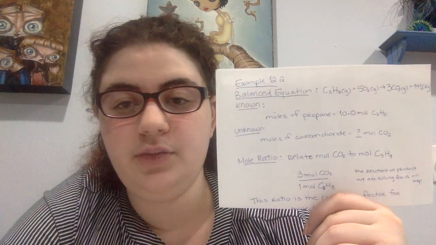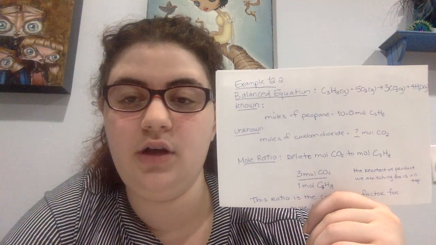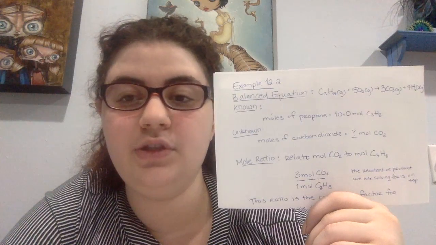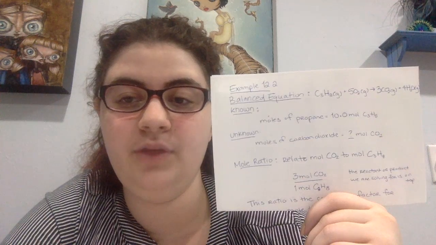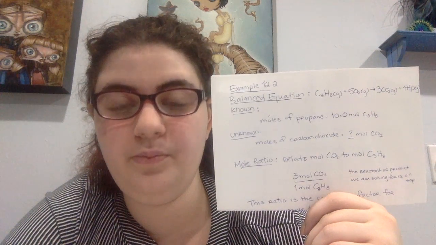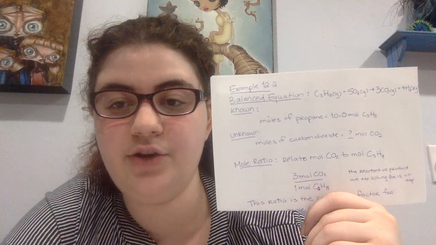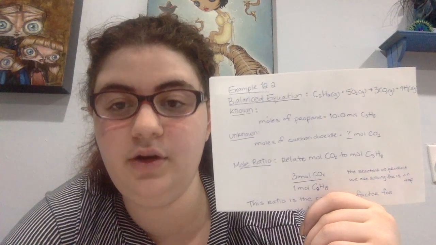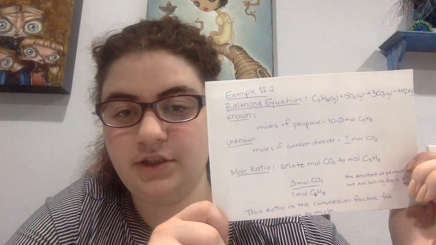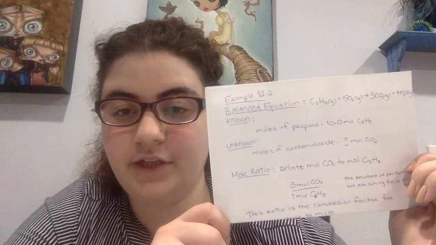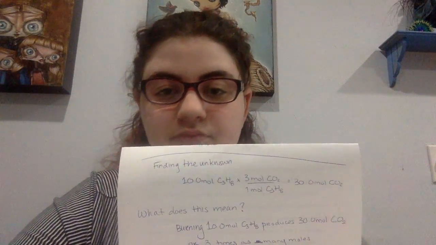So first we need to look at the molar ratio, which relates carbon dioxide to propane. So we have 3 moles of carbon dioxide to 1 mole of propane. So the top one is the reactant or product that we are solving for, and the bottom one is what our known is. So this is the conversion factor. The ratio is the conversion factor for moles to moles. So next we need to find the unknown.